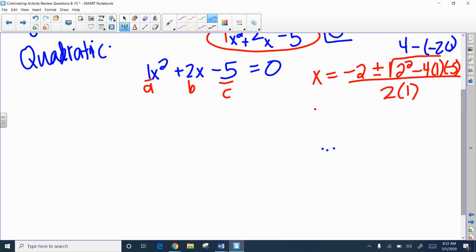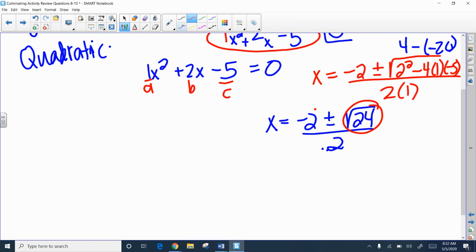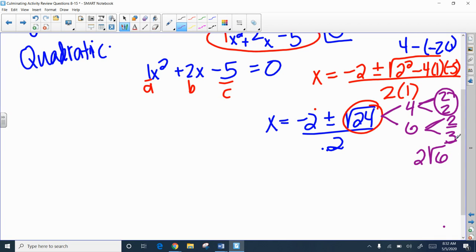So that would give us right here, negative 2 plus or minus square root of 24 over 2. However, we want to simplify this radical here. So we would break that down into prime factors. This would be 4 times 6. 4 can break down to 2 and 2, and 6 can break down to 2 and 3. And I have a pair of 2's, so that's going to go on the outside. So this is going to simplify to 2 square root of 6.